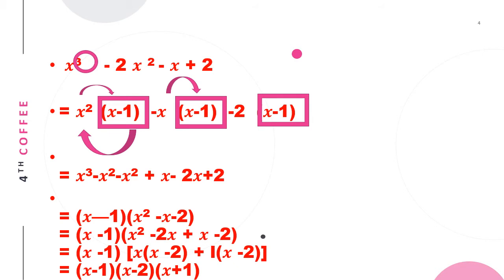When you split the middle term, you get minus 2x plus x. And then from these two terms, what will be common? x. What will remain in the bracket? x minus 2. Once you take x minus 2 in the bracket, you have to compulsorily take x minus 2 the other time also. And what is remaining outside the bracket? 1. So the three factors are x minus 1, x minus 2 and x plus 1. Why there are three factors? Because it is a cubic polynomial.